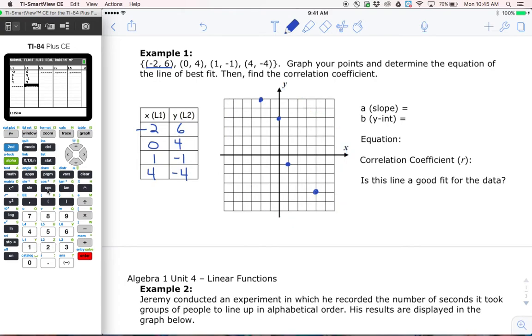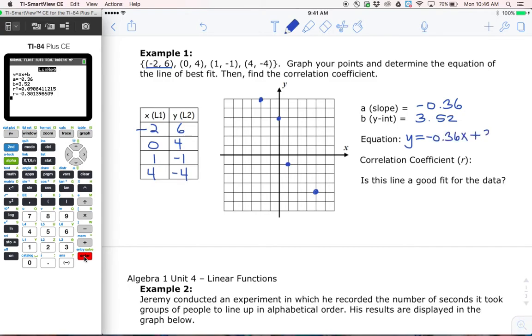Next we're going to go to stat calc, right? Stat edit, stat calc. We want option 4, linreg. And now look what happens to my results this time that we haven't seen before. I get a and b, but then I get some other stuff. So the a for this equation is negative 0.36. The b value is 3.52. So we have an equation of y equals negative 0.36x plus 3.52. We would call this the line of best fit. This is the equation our calculator is giving us to do the best line for those points.